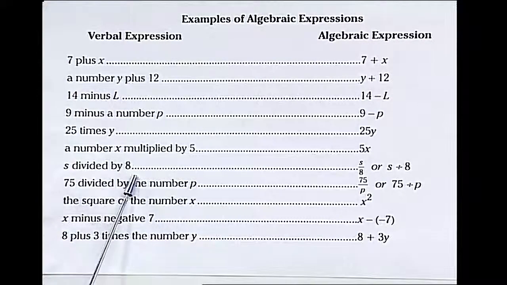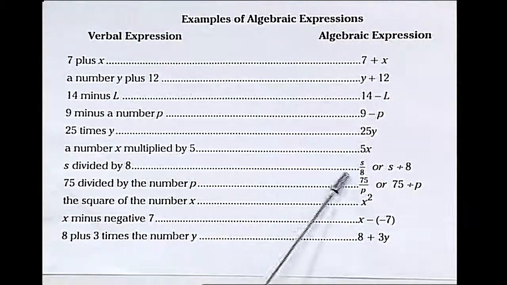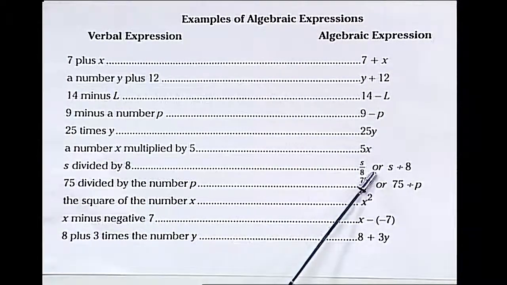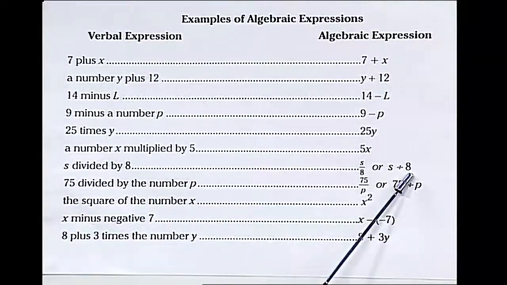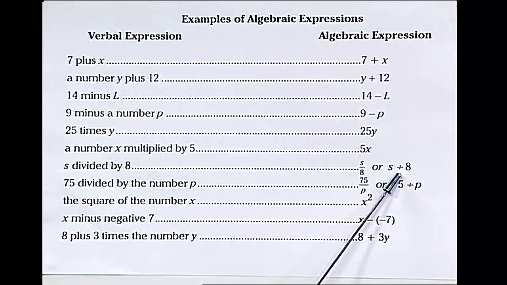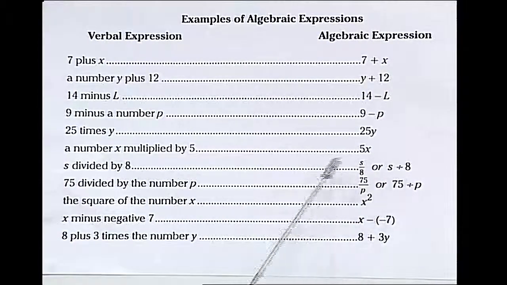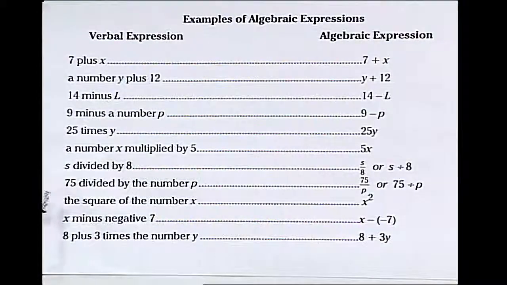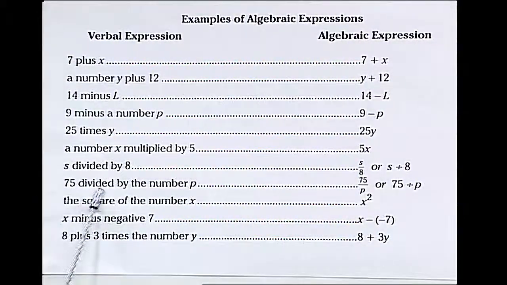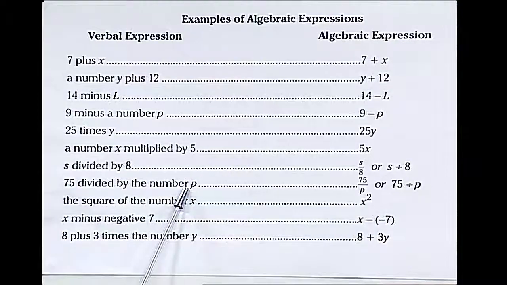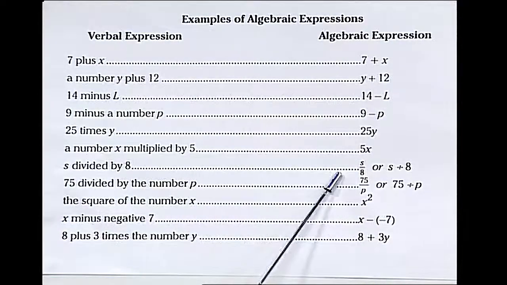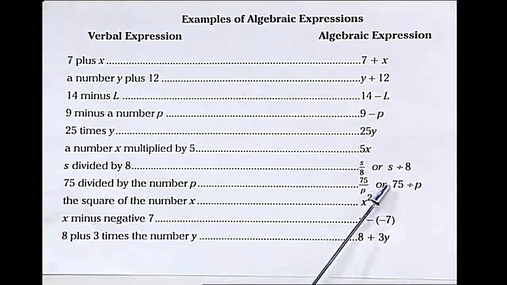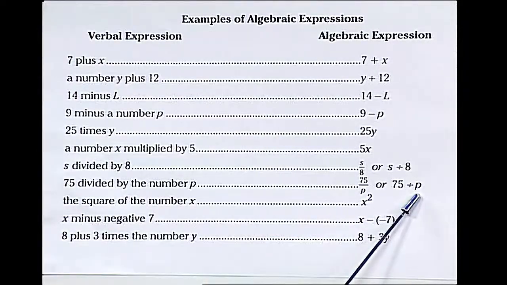S divided by 8 can be written in fraction form, S over 8 with the division bar, or S divided by 8 with the regular division symbol. In most algebraic equations, you will see it written in fraction form. 75 divided by the number P. Here we have 75 over P, also in fraction form, or 75 divided by P.